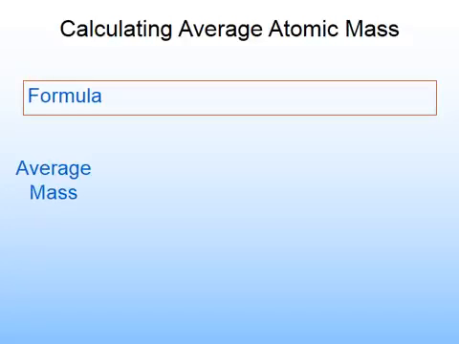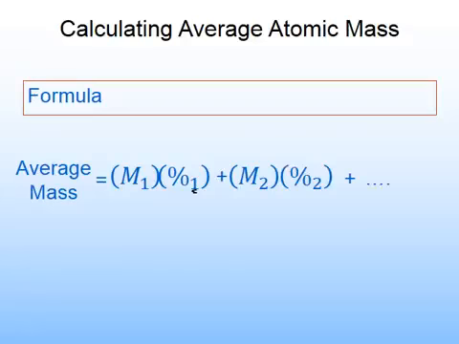So if we want to find the average mass of an atom, we're going to take the first mass given and multiply it by the abundance. That little 1 here just represents the percentage of abundance. Then we're going to add that to our second mass and our second abundance, and we're going to keep going. If there were, say, 5 different masses, we do 5 different steps and add them all together.